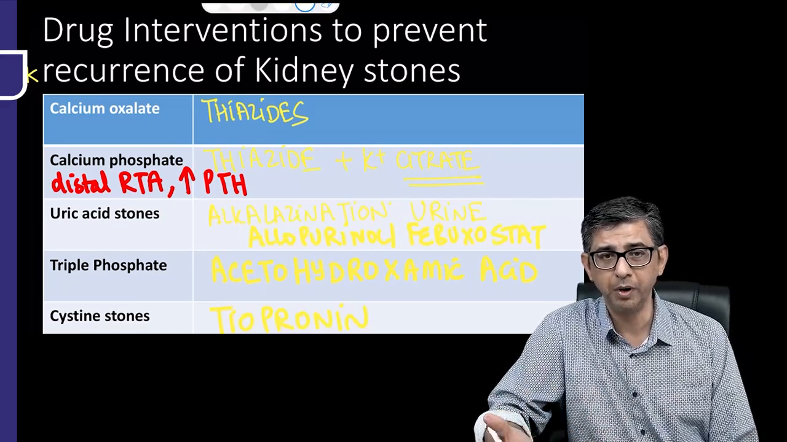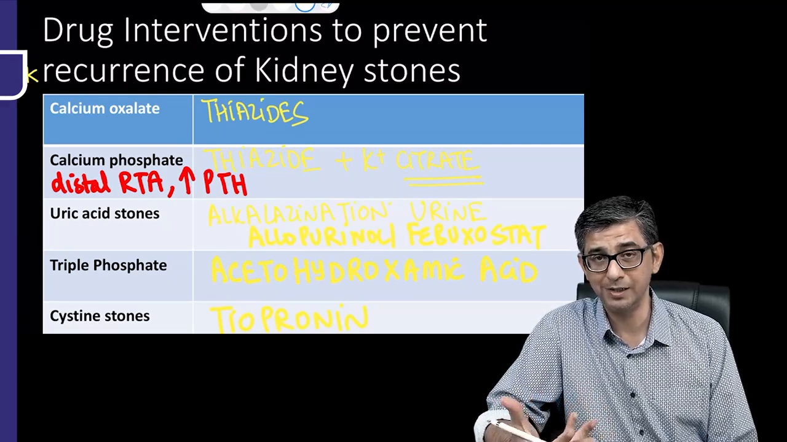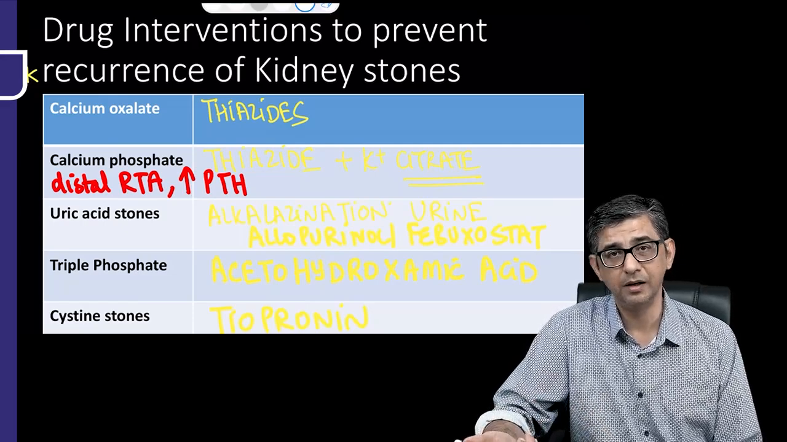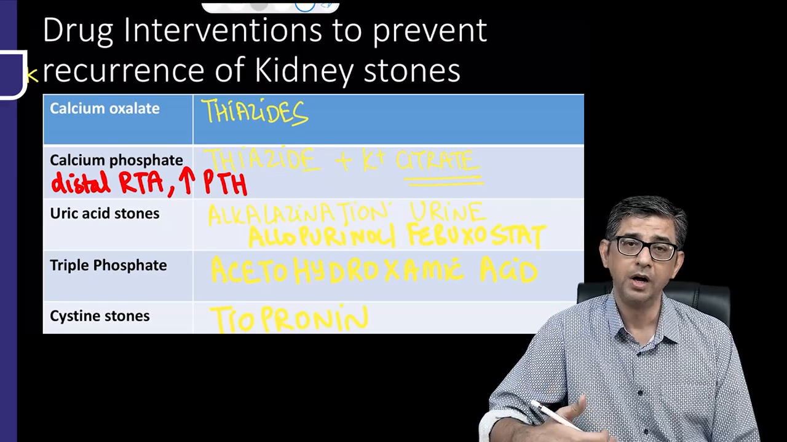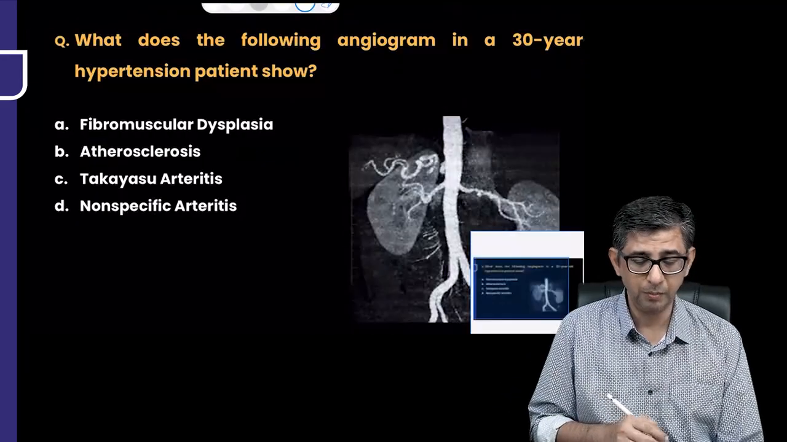Thiazide is the answer to two of them: calcium oxalate and calcium phosphate stone prevention, that is, to prevent recurrence of these stones. Uric acid: alkalinization and allopurinol, a xanthine oxidase inhibitor. Triple phosphate: acetohydroxamic acid. And cystine stones would be tiopronin and penicillamine.